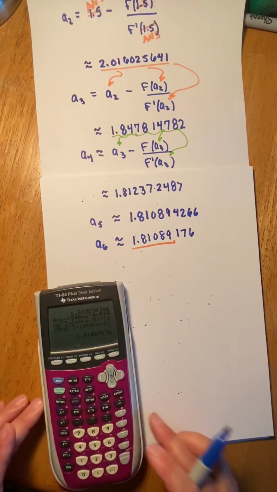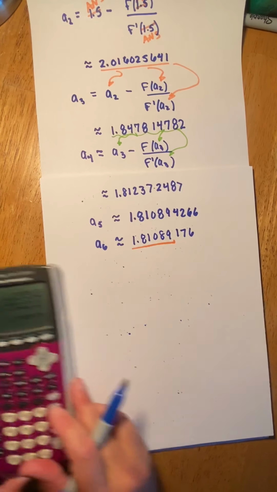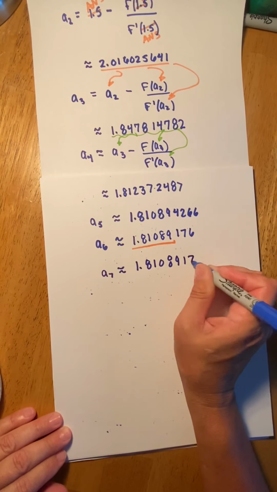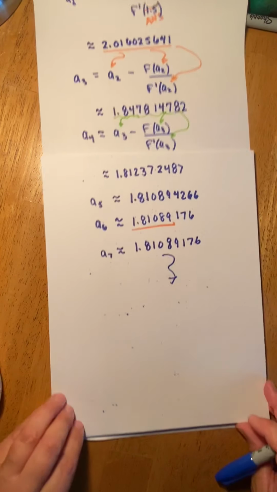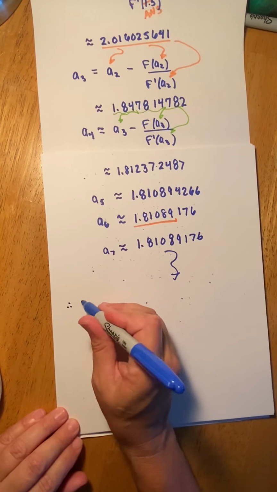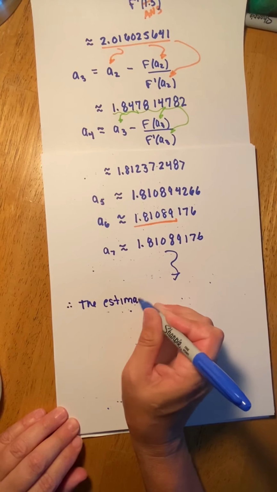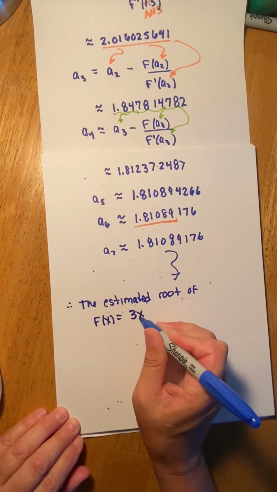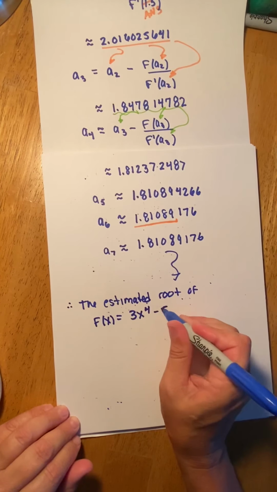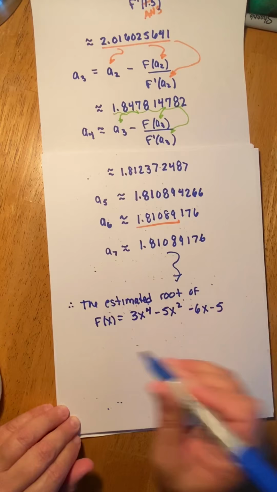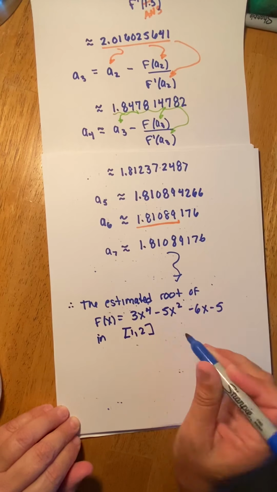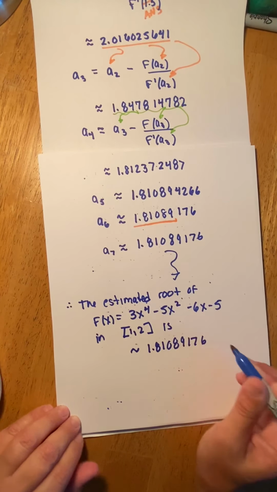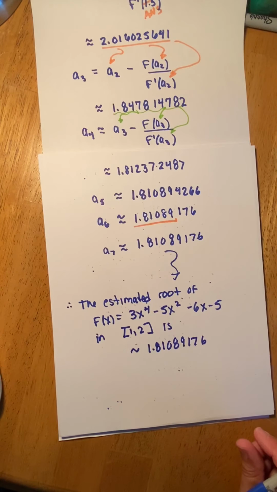So you stop whenever the directions tell you to stop. I'm going to keep going until it's exactly the same, and all it took was one more operation. And now we're exactly at 1.81089176. And from then on out, they should all repeat and be the same. So therefore, the estimated root of the function f of x equals 3x to the fourth minus 5x squared minus 6x minus 5 in the interval from 1 to 2 is approximately equal to 1.8108976. And I challenge you to put that back into the original function and see that it in fact equals 0.